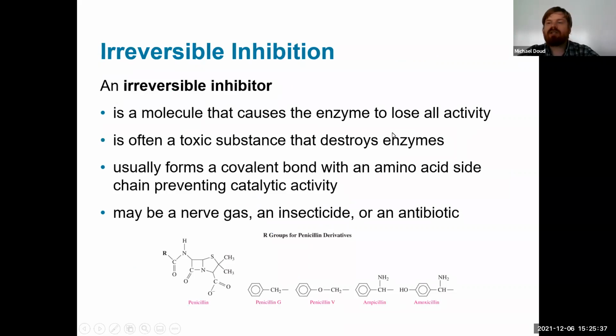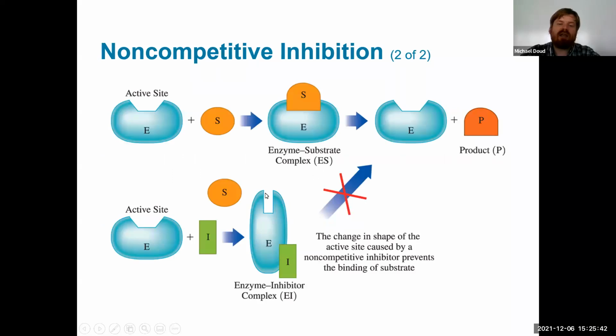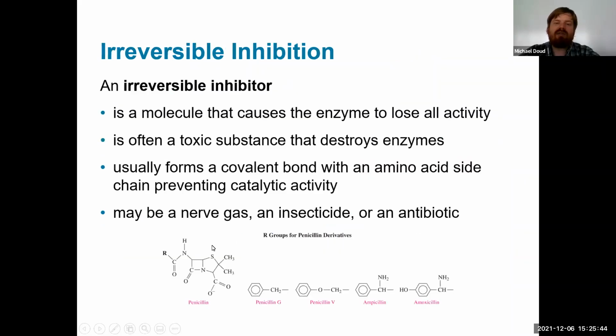And now all of a sudden you can't form the product down here. Okay, now I mentioned this already, irreversible versus reversible. Now, if your inhibitor binds permanently to the enzyme and permanently causes a shape change in the active site, or permanently bonds with the active site, then that's what we call irreversible. There's no way to remove that. So an irreversible inhibitor is a molecule that causes the enzyme to lose all activity. So if it's an enzyme that your body needs, then this is going to be a toxic substance. It's going to stop that enzyme from carrying forward.